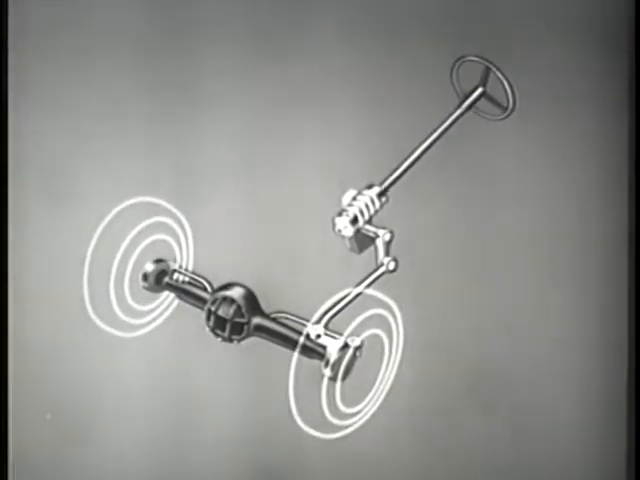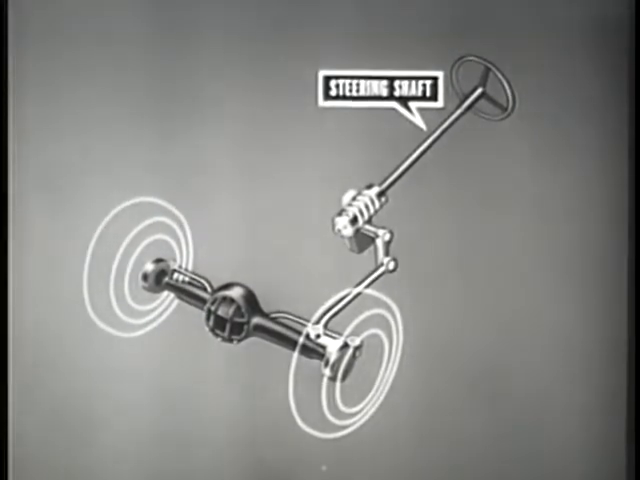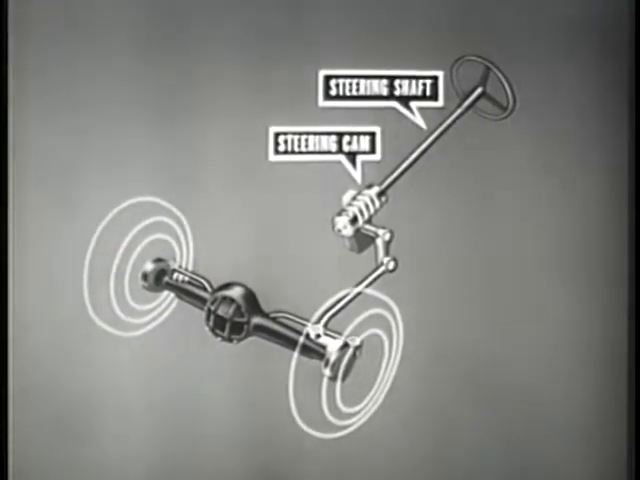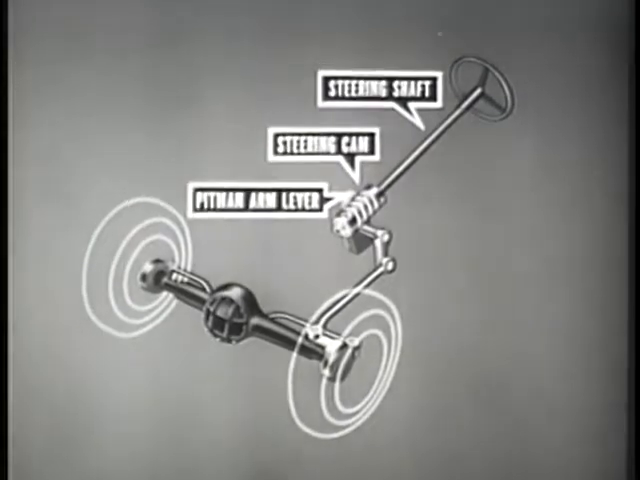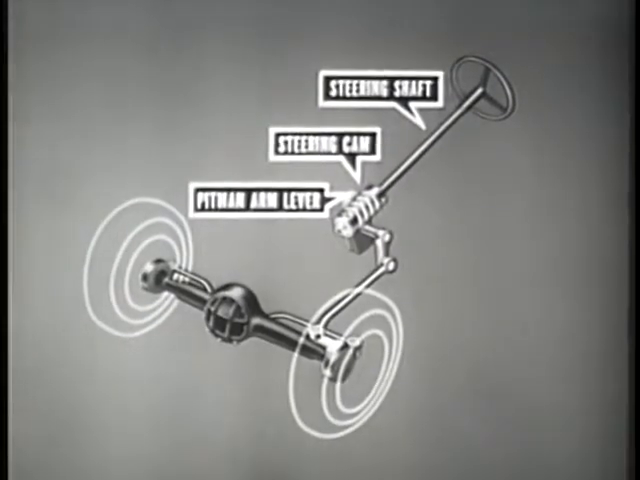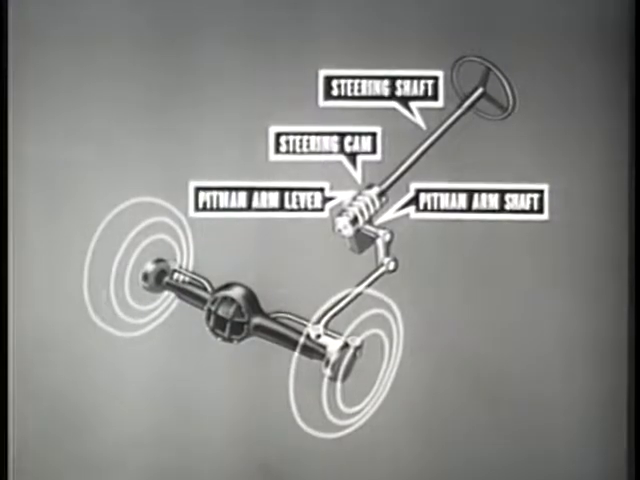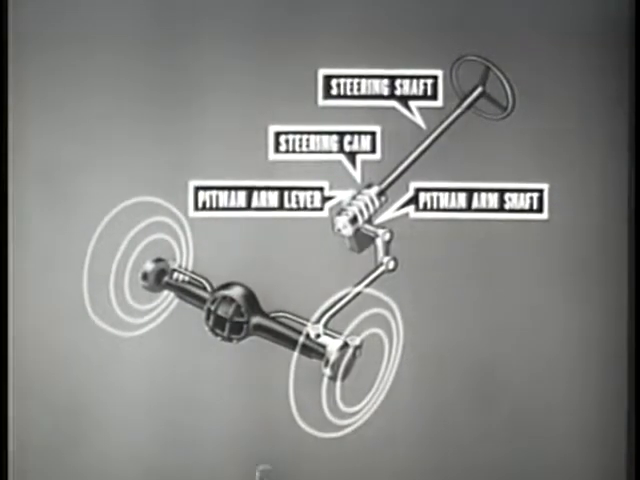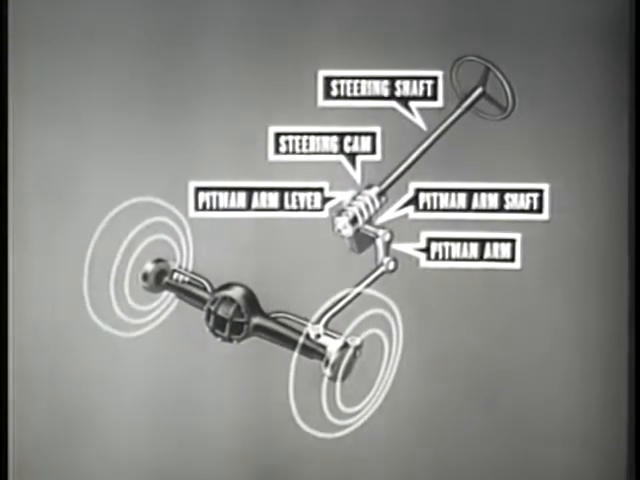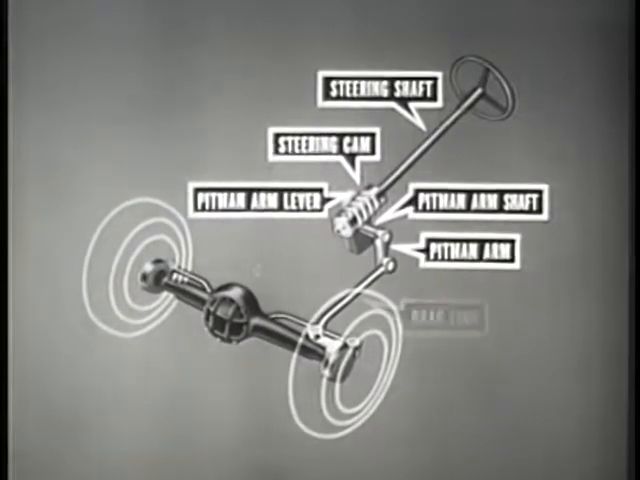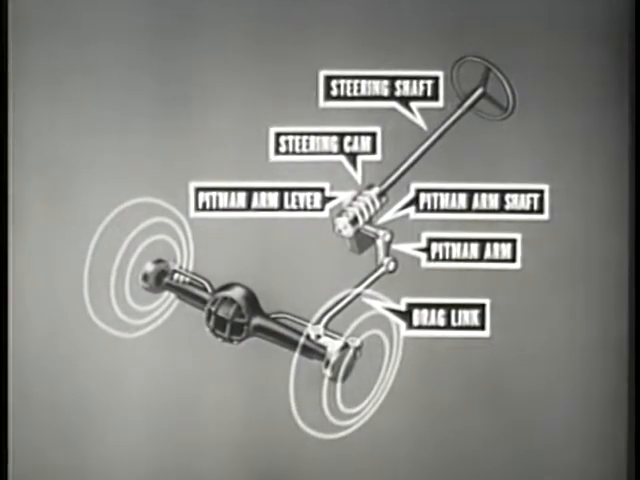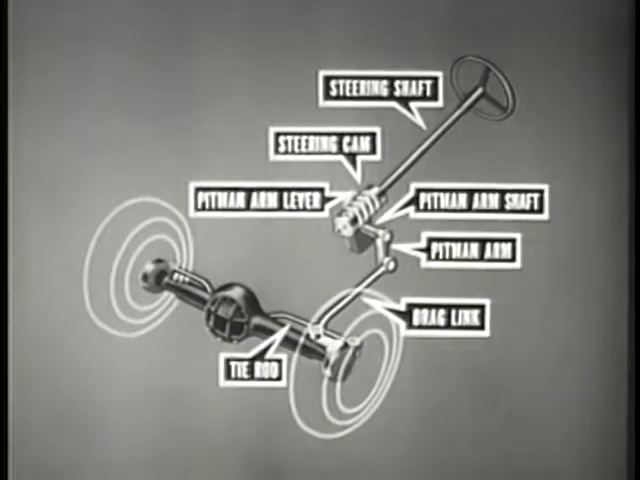This vehicle uses a cam and lever steering mechanism consisting of the following components: a steering shaft and cam, a Pitman arm lever, a Pitman arm shaft and Pitman arm, a drag link, and a tie rod.